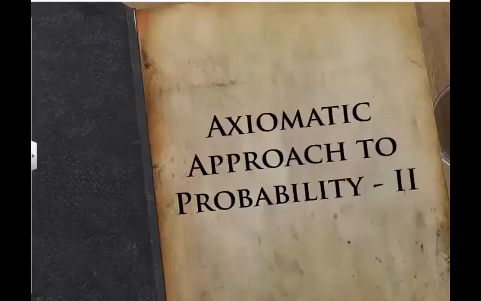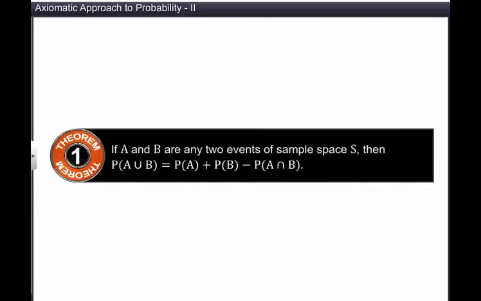In this module, you will learn to prove theorems related to probability. Let's prove a theorem on the probability of event A or B, where A and B are events of a sample space. This theorem states that if A and B are any two events of sample space S, then the probability of event A or B is equal to the probability of A plus the probability of B minus the probability of A and B.